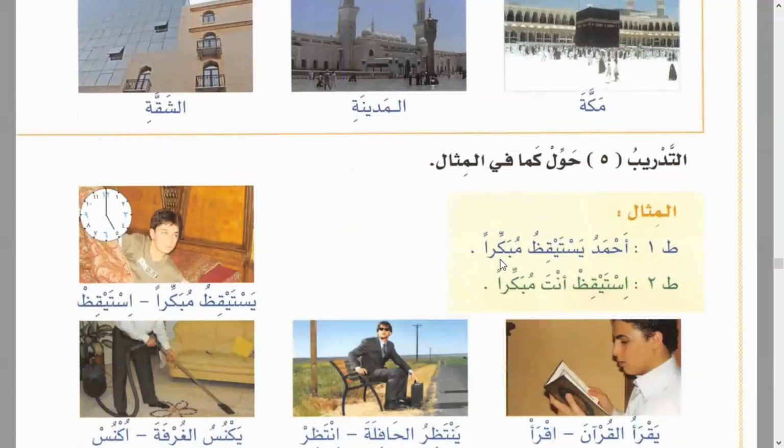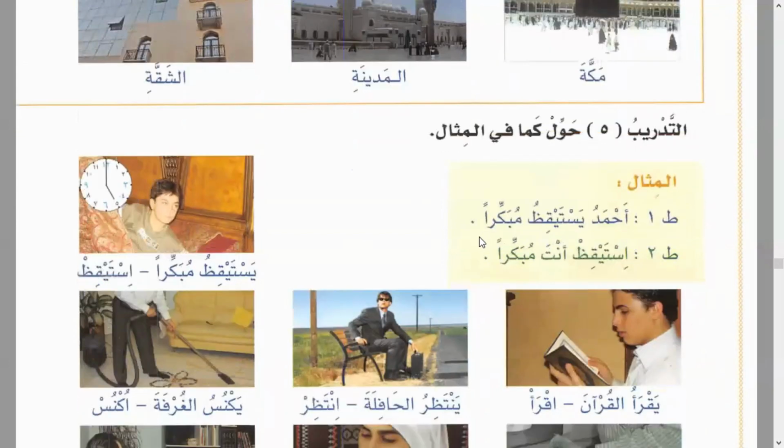أحمد يستيقظ مبكرا. This might look a little bit tough, but it's easy. We just need to change it to the command verb, which is already given. So يستيقظ is a present tense verb. Ahmad wakes up early. We need to change it into amr, command.